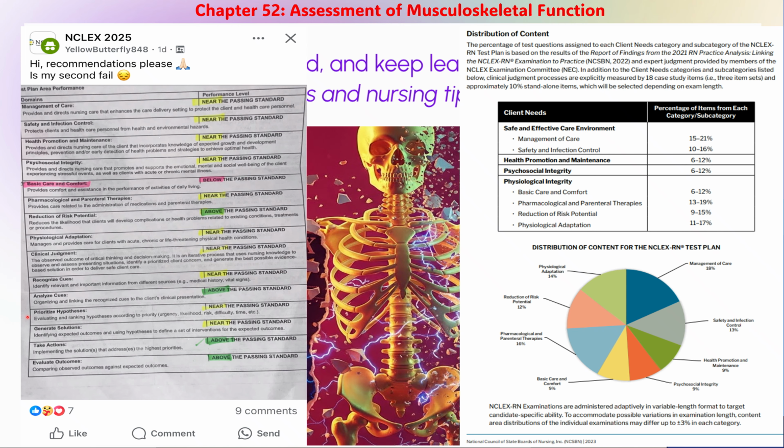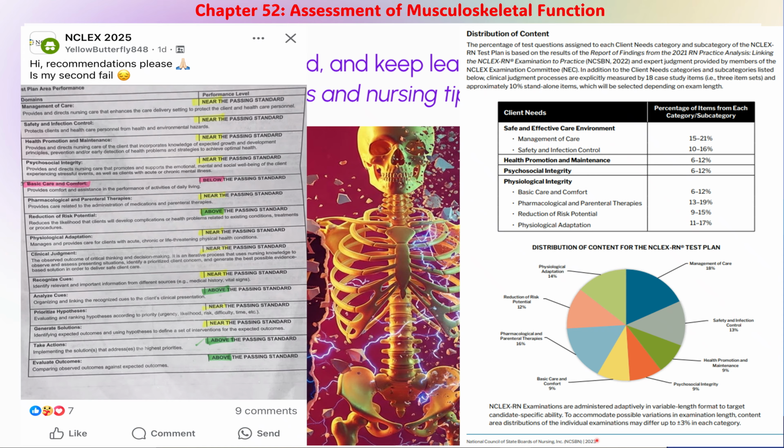Taking actions: what are the priority interventions for this patient? And lastly, evaluate outcomes. It's again a question: what findings demonstrate that the treatment plan is effective? What follow-up data are needed?